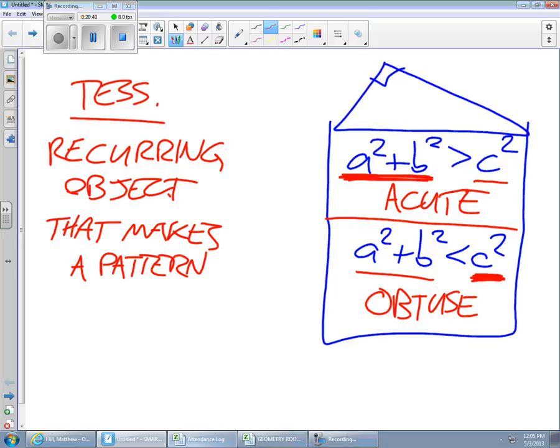I would not be surprised at all if you see no less than 3 Pythagorean theorem questions on the test. 2 of them are usually straightforward right triangles, solving for missing information, stuff like that. And 1 of them will be not a right triangle, and you better be able to classify it as acute or obtuse based upon which direction the theorem is tipped. So a little information there, and that's all for reporting category 4.